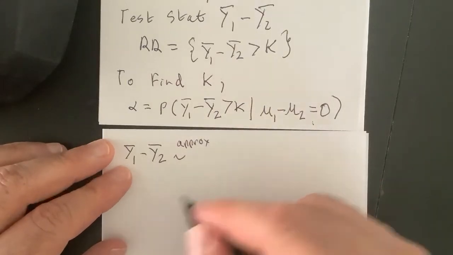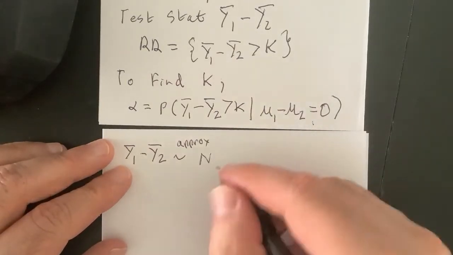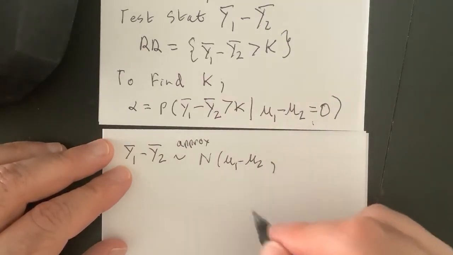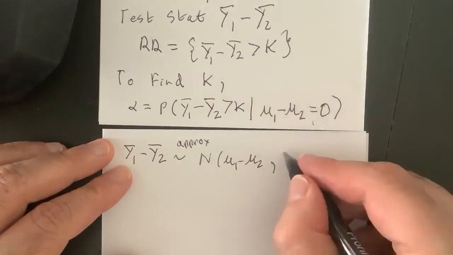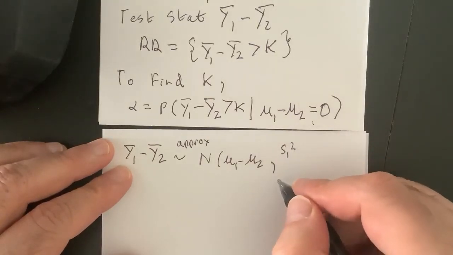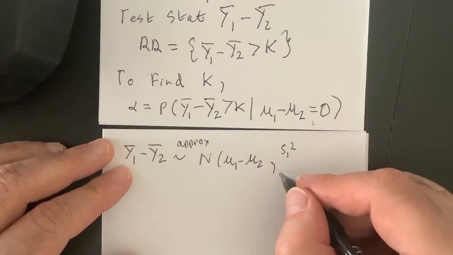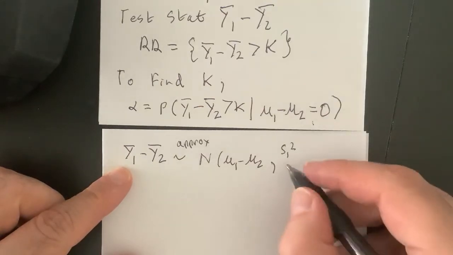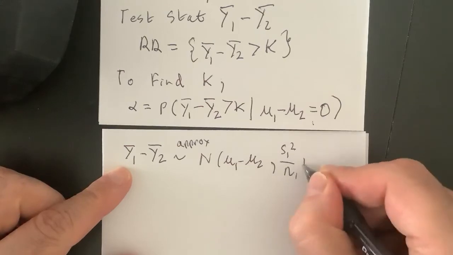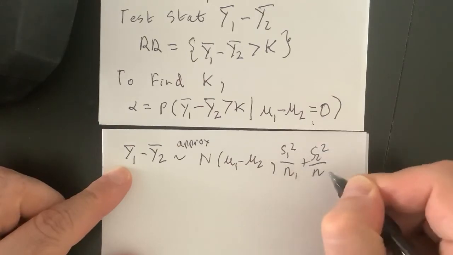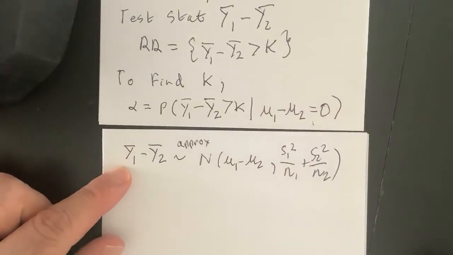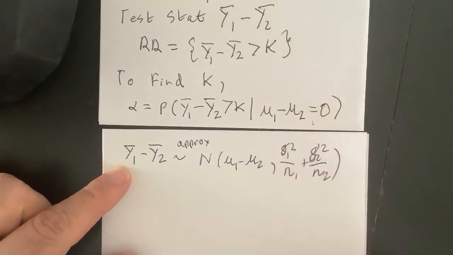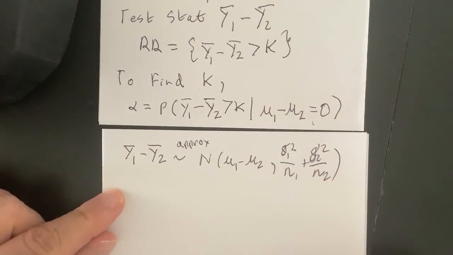So this is approximately normal, with mean mu1 minus mu2, and then the variance is S1 squared over N1 plus S2 squared over N2. Actually, I know why I'm confused. This should be sigma 1 squared and sigma 2 squared. Okay, there we go. Sorry about that.